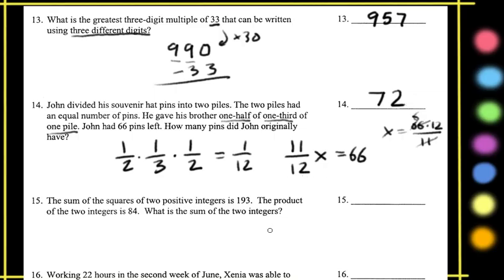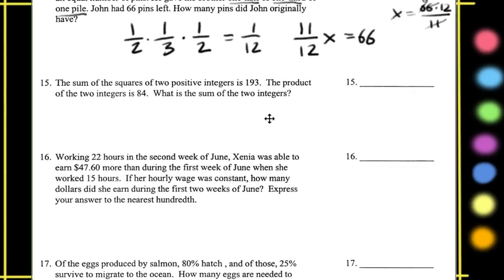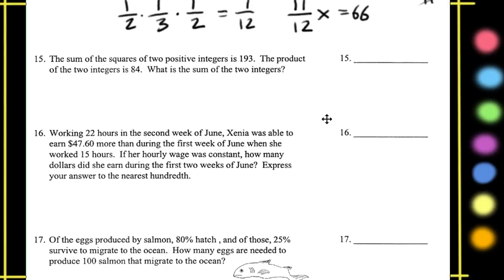All right, let's go on to the next one. The sum of the squares of two positive integers is 193. The product of the two integers is 84. What is the sum of the two integers? So this is a tricky one. You could do this by guessing a few different things and checking. Because they're integers, there's sort of a limited number of possibilities. But there is a trick here, and I'm going to show you the trick.